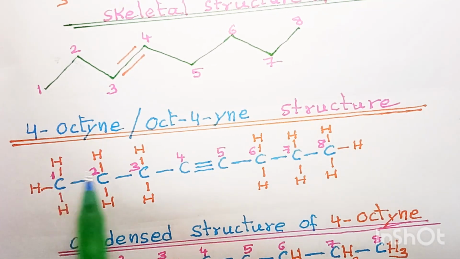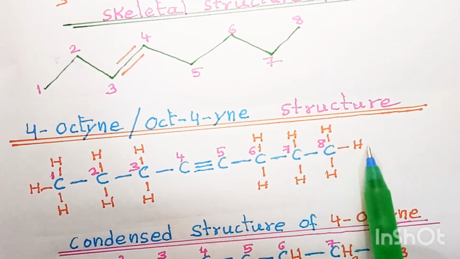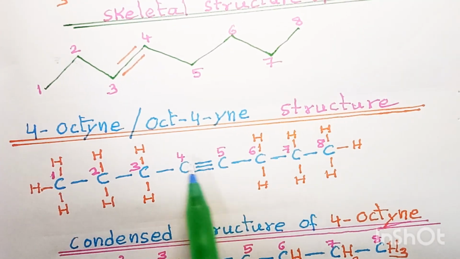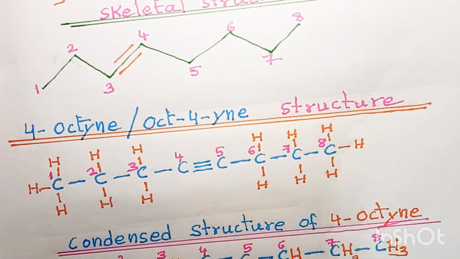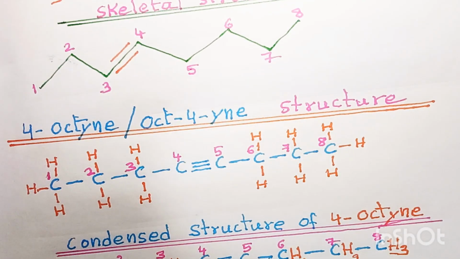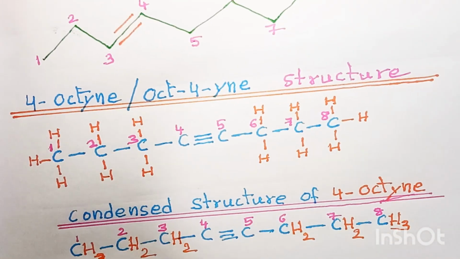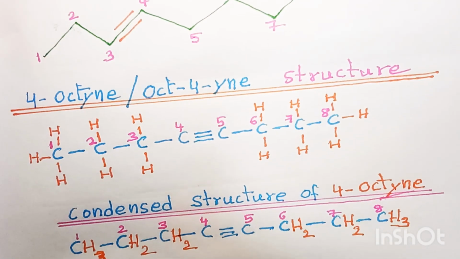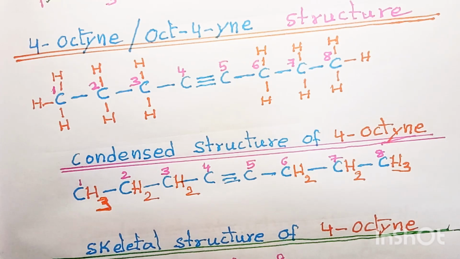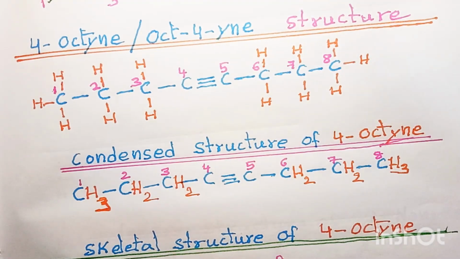So let's see 1, 2, 3, 4, 5, 6, 7, 8 carbon atoms. Let's draw the triple bond between 4 and 5 carbon atoms. So this becomes 4-octyne. The condensed structure will be the same as the others. It will start with CH3, end with CH3. There is a triple bond between the 4th and 5th carbon atoms. Okay. The skeletal structure will be like this. 8 carbon atoms. We will draw 2 extra lines between 4 and 5. So that becomes 4-octyne.